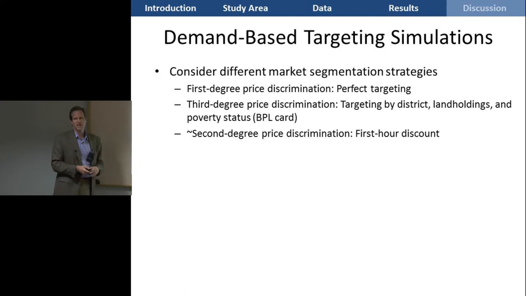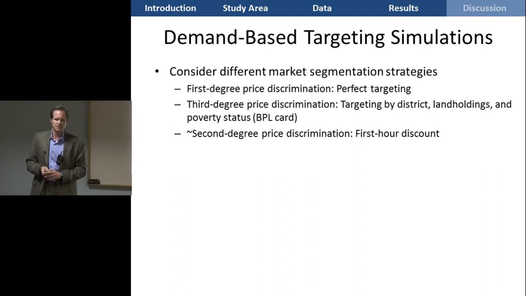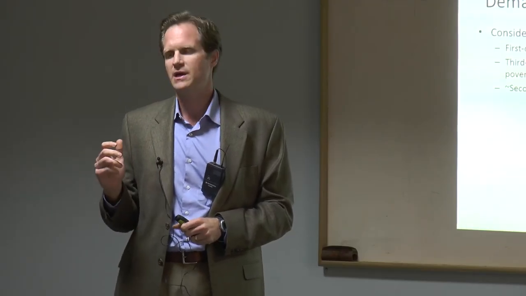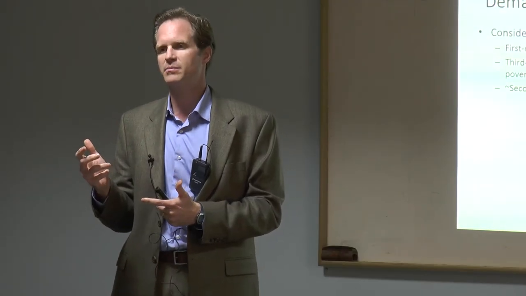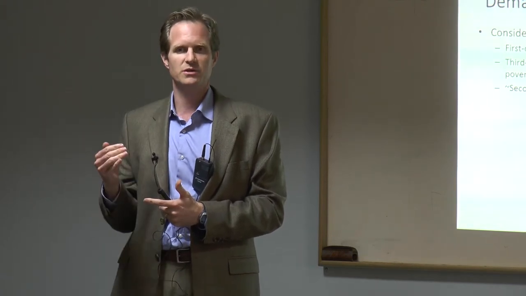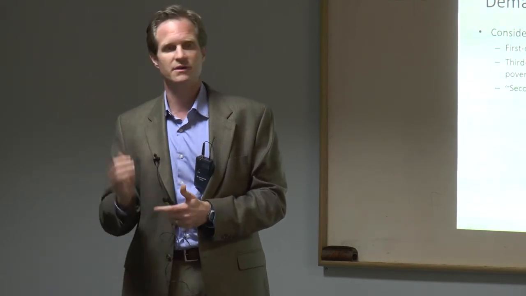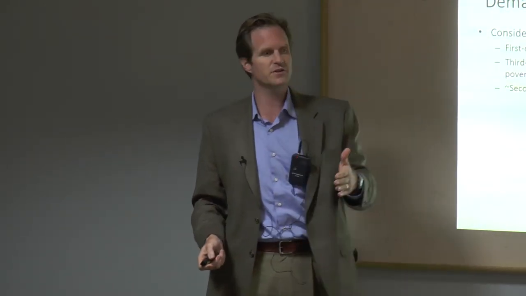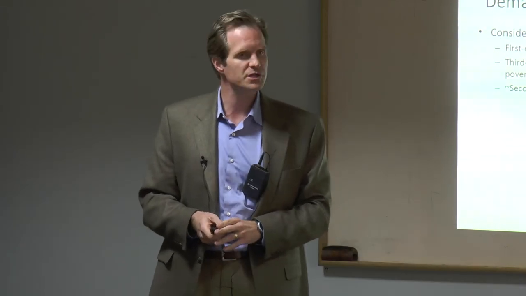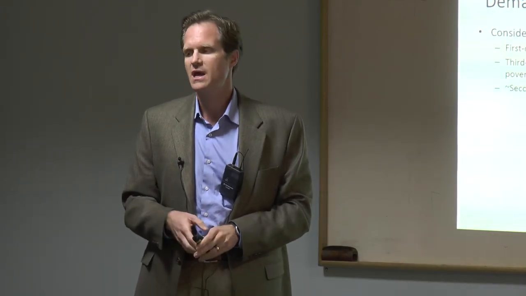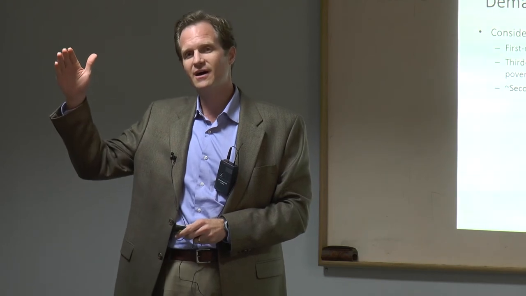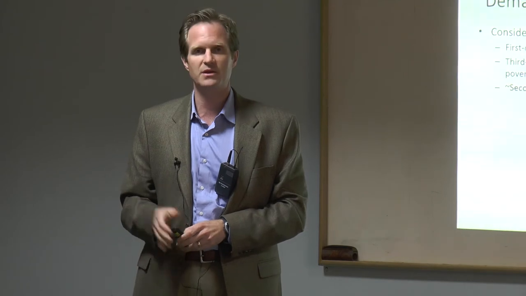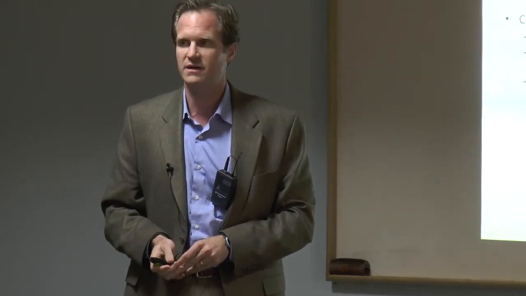And then the last one is akin to second-degree price discrimination. Second-degree price discrimination is where you charge a price in a way that implicitly sorts consumers, that allows them to sort themselves. So this one, what we're going to do is a first-hour discount. If you offer a first-hour discount, the effective price is much lower for a small farmer than a large farmer. And that actually turns out to foreshadow the results. It turns out to march down the demand curves and leverage the differences in demand quite effectively.